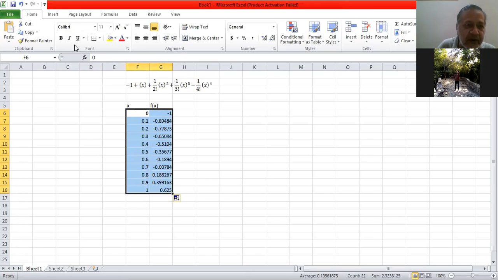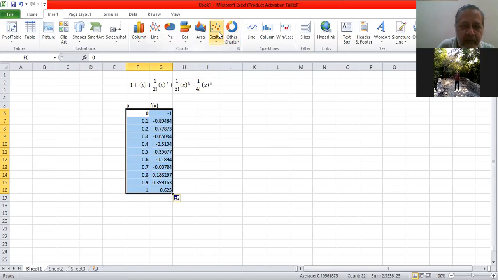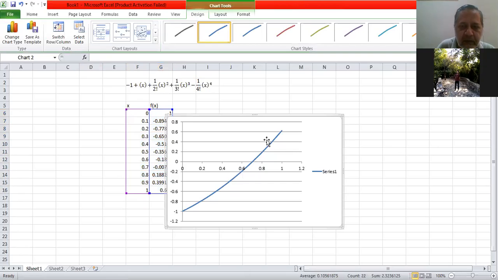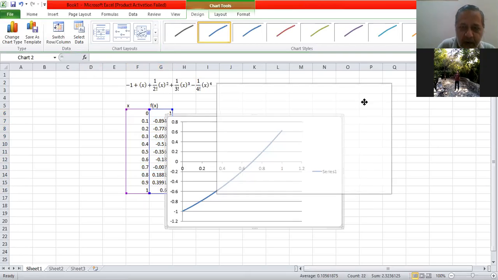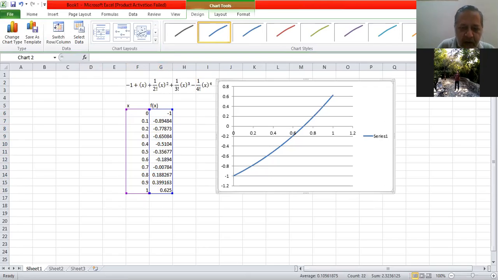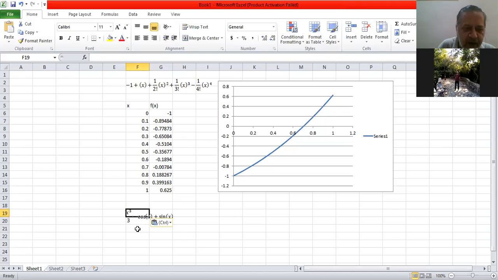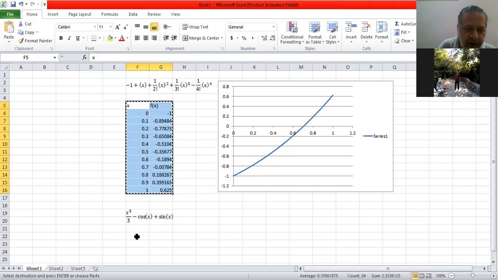And let us make the graph of this. Here we have got the graph. Now, the exact solution was this. I'm copying from the worksheet. This was the exact solution. So I copy this table of function values and we'll change it later on.